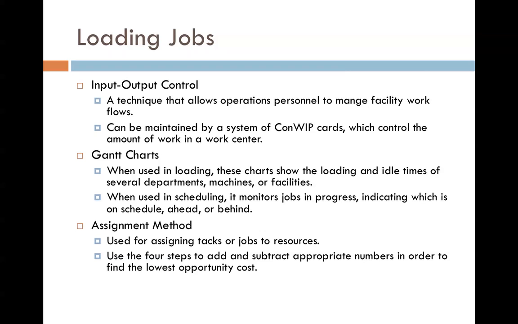Also, we should consider Gantt charts. When used in loading, these charts show the loading and idle times of several departments, machines, or facilities. When used in scheduling, it monitors jobs in progress, indicating which is on schedule, ahead, or behind. Also, we should look at the assignment method. This is used for assigning tasks or jobs to resources. You can also use the 4 steps to add and subtract appropriate numbers in order to find the lowest opportunity cost.